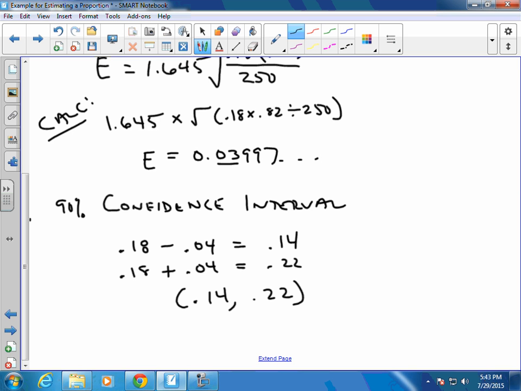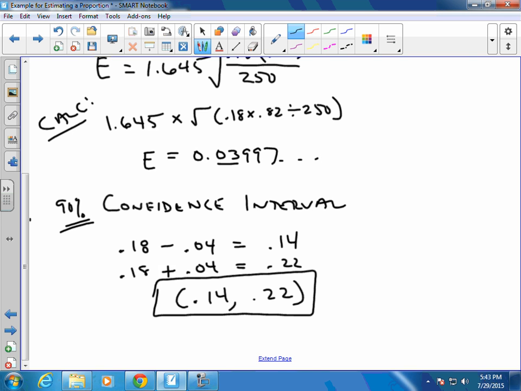So I would create what's called a confidence interval that would go from 0.14 to 0.22. So what we're going to talk about next is how to apply the textbook's formula to derive this confidence interval. We've got to talk a little bit about what a confidence level actually means, and then we've got to talk about interpreting this confidence interval.